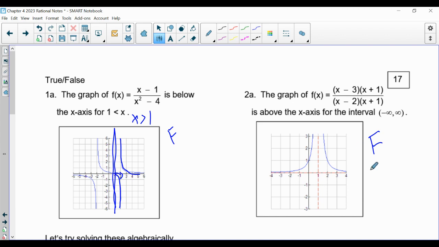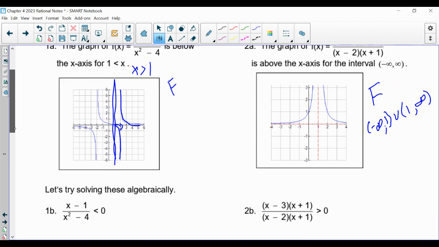So really, we're above it from negative infinity to 1, and then 1 to infinity. That would be the correct interval notation. And that's a parenthesis. My stylus is just being really weird today. So that is why this one is false.